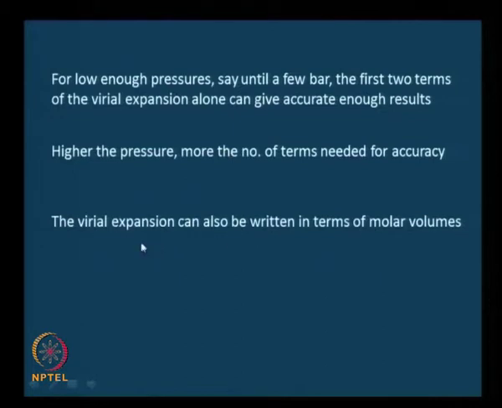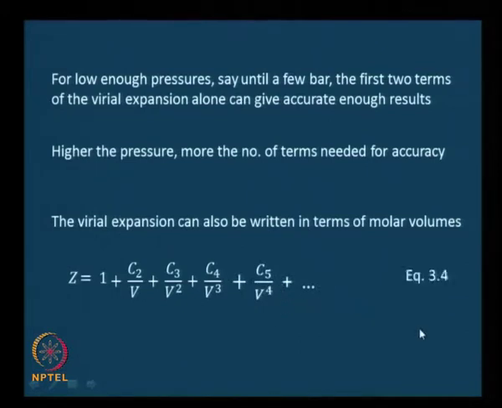And we also saw that the Virial expansion can be written in terms of molar volumes. Of course, since it is a direct function of pressure, this has to be an inverse function of volume. Therefore, Z equals 1 plus C2 by V plus C3 by V squared plus C4 by V cubed plus C5 by V power 4 and so on and so forth. And C2, C3 can also be calculated from theory.